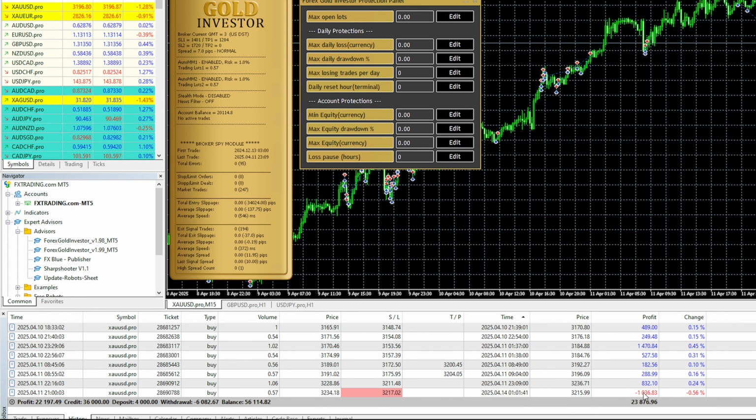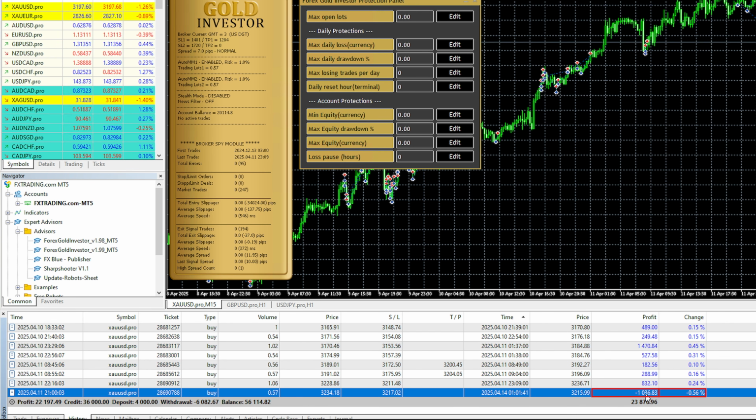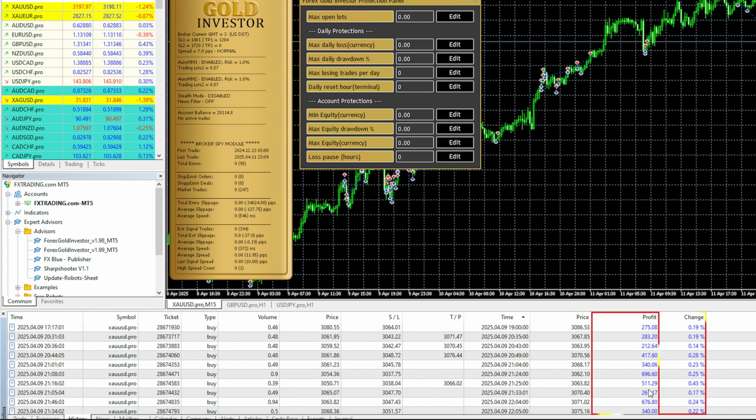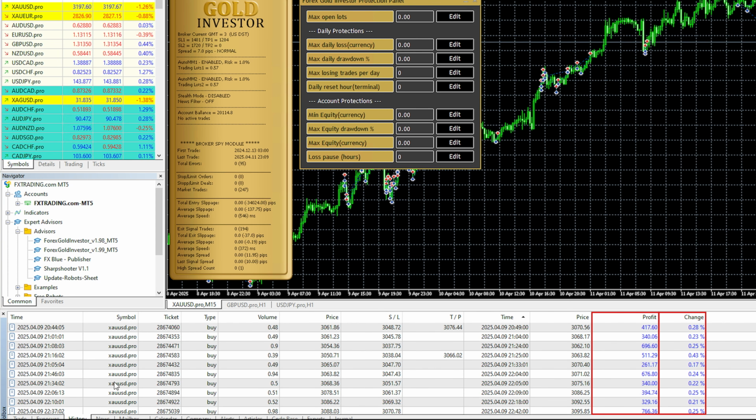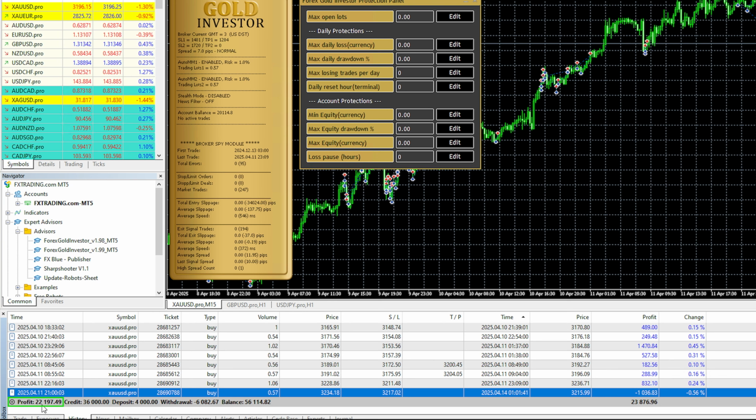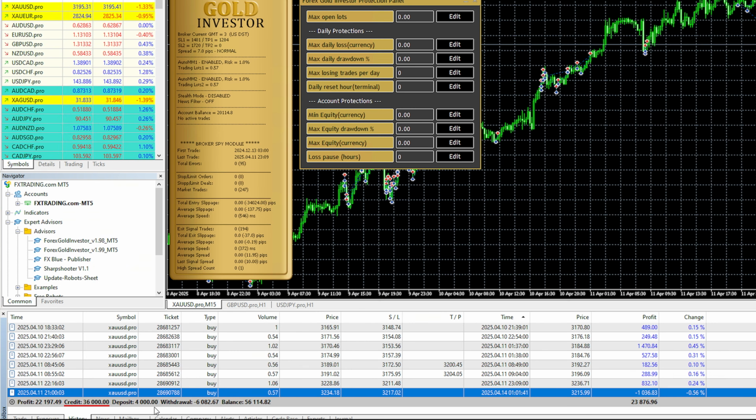If I show the account history, you'll see that just one loss last night after Monday opening, but before that there were plenty of profits, like really a lot of profits from the Forex Gold Investor. As a result, you can see that my profit is $22,197. My credits from trading.com is 36. Oh, that's the money they add to your account on top of the deposit. You can see the amount that I have withdrawn, but that could be a little bit confusing because it was for me at the beginning as well.